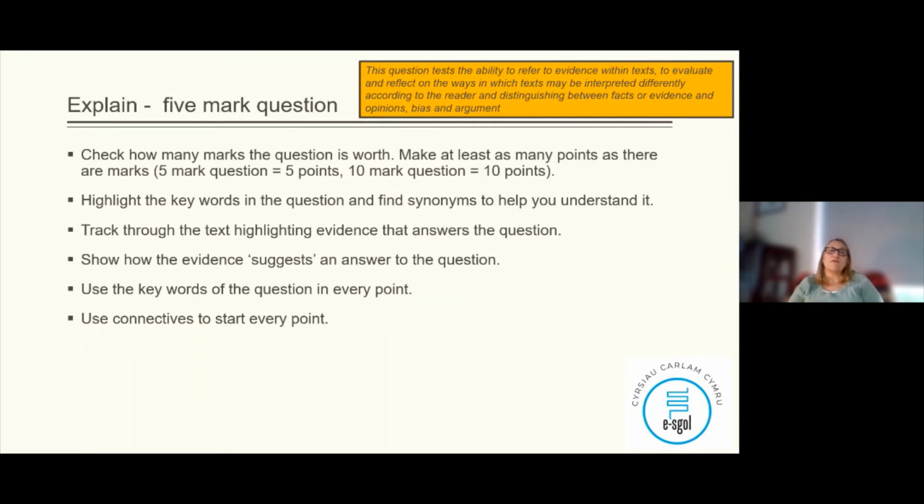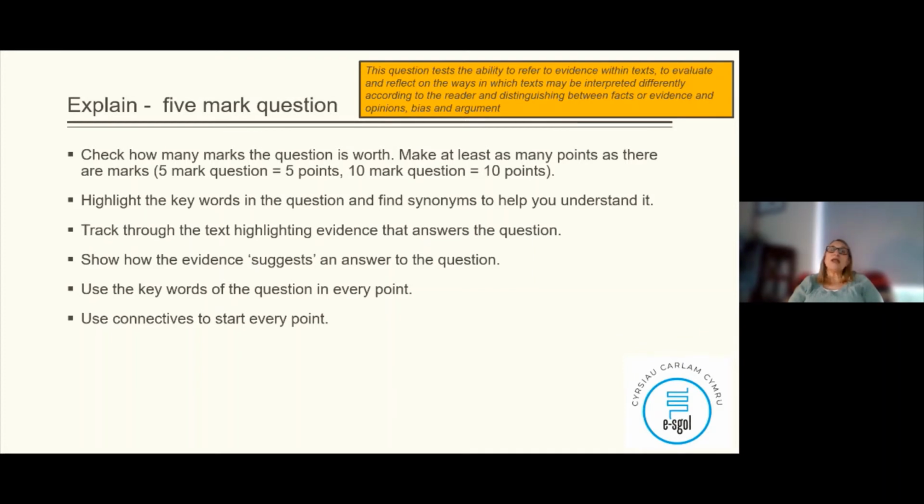We'll go through a 5 mark summary question at the moment, but I wanted us to just reflect on how you would first of all approach a 5 mark question. First of all, on our questions, we're always going to look at how many marks the question is worth. So we know this one's a 5 mark question, so you need to make at least as many points as there are marks. So in a 5 mark question, you make 5 points. In a 10 mark question, you would make 10 points.